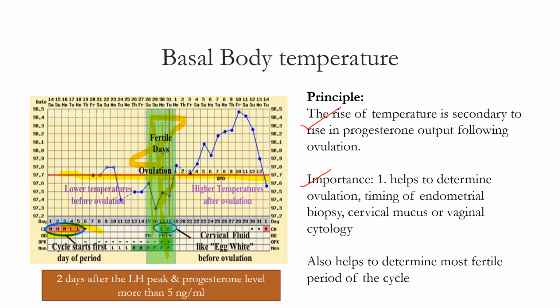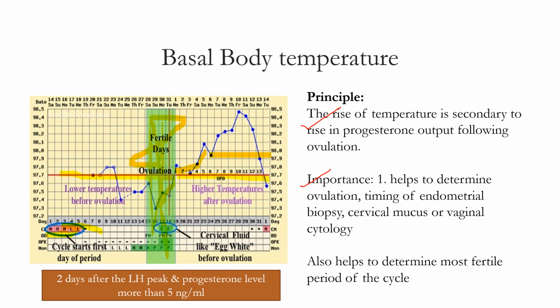Now regarding the basal body temperature procedure, the patient is instructed to take the oral temperature daily on waking up in the morning before rising out of bed. The body temperature is maintained throughout the first half. It is raised 0.5 to 1 degree Fahrenheit following ovulation. This rise is sustained throughout the second half of the cycle and falls about 2 days prior to the next period.